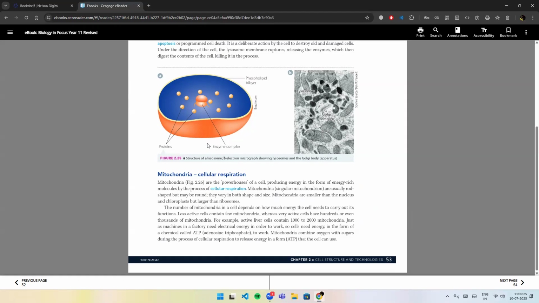Just as machines in a factory need electrical energy to work, so cells need energy in the form of a chemical called ATP, adenosine triphosphate, to work. Mitochondria combine oxygen with sugars during the process of cellular respiration to release energy in a form, ATP, that the cell can use.